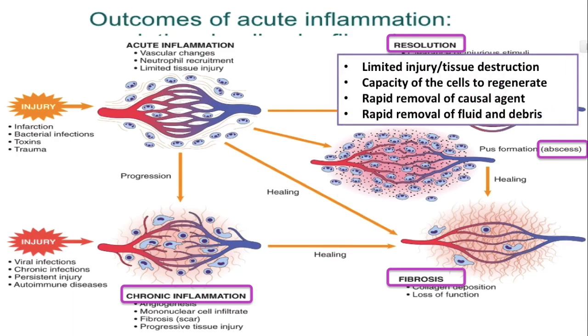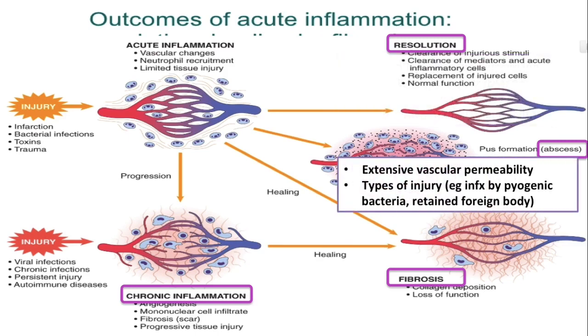So what would favor complete resolution of an inflammation? This can happen if there is limited injury to the tissue, limited tissue destruction, or if the injury occurs within tissues in which the cells have the capacity to regenerate. So you're talking about labile cells especially. If there is rapid removal of the causal agent, and rapid removal of fluid and debris, this will also favor complete resolution. What about an abscess?